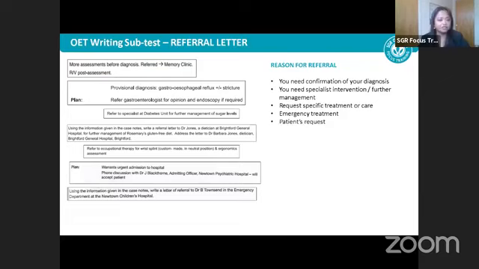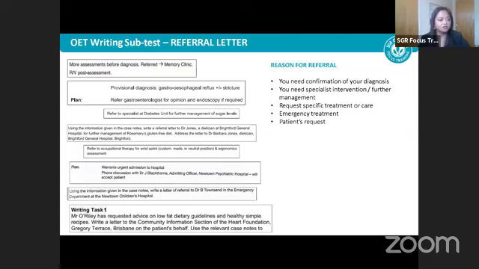And as I mentioned earlier, it could be at the patient's request. So in this instance, we've got a writing task that says that Mr. O'Reilly has requested advice on low-fat dietary guidelines and healthy, simple recipes. Okay, so these are the types of letters.